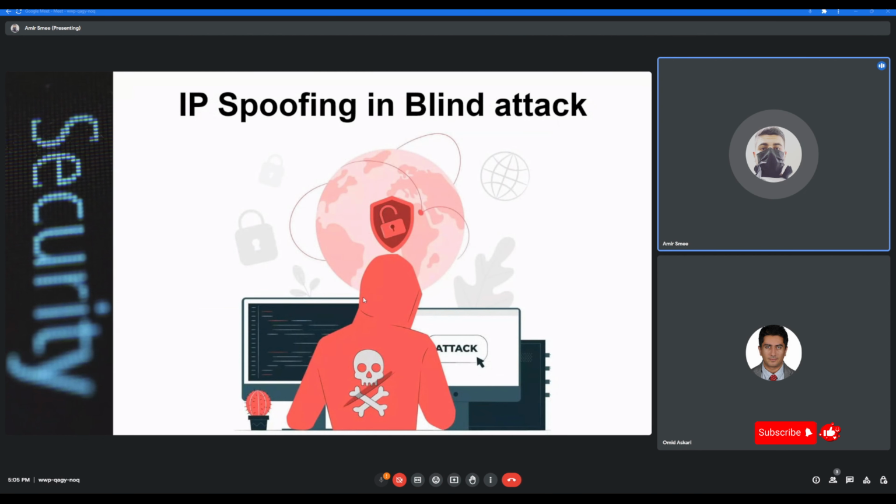IP spoofing for blind attack. A blind attack is a type of cyber attack where the attacker sends malicious or harmful packets or data to a network or system without receiving any response or feedback. Attackers can use IP spoofing to send messages to a computer with an IP address that implies the message is coming from a trusted source.